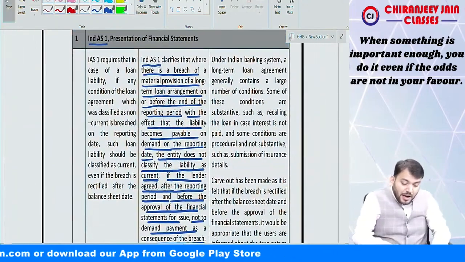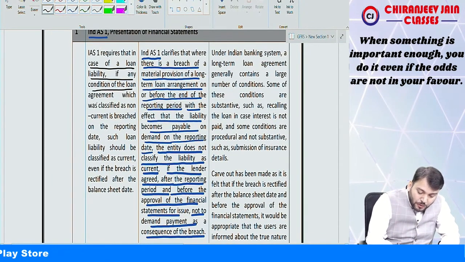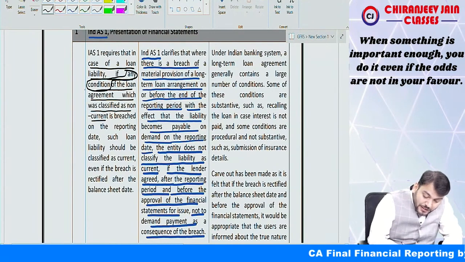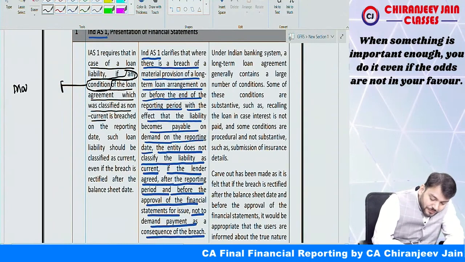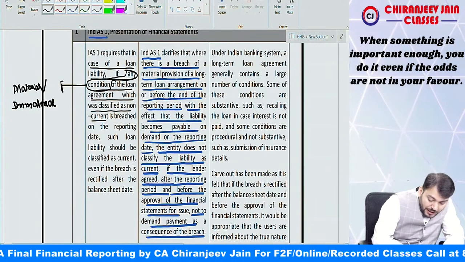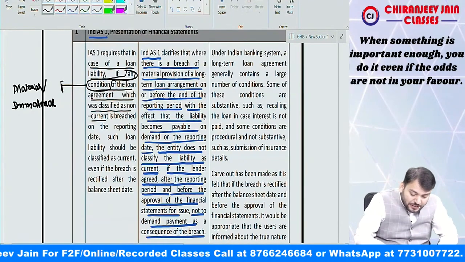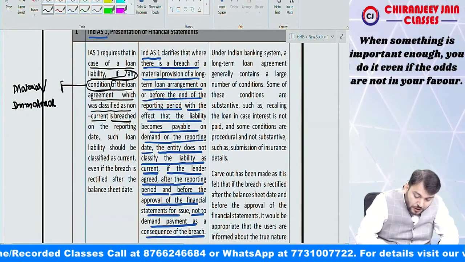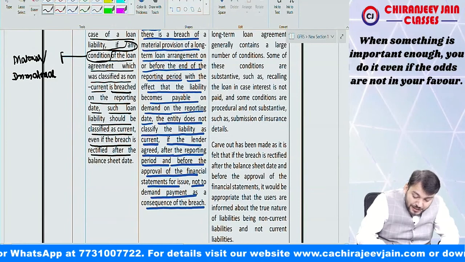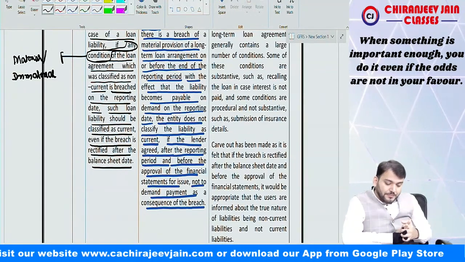Let us read what they say. IAS 1 requires that in case of a loan liability, if any condition of the loan agreement which was classified as non-current is breached, and by any condition they mean whether it is material or immaterial, that is, IAS 1 considers any type of breach, whether material breach or immaterial breach, on the reporting date, such loan liability should be classified as current even if the breach is rectified after the balance sheet date. I hope you have understood this point.